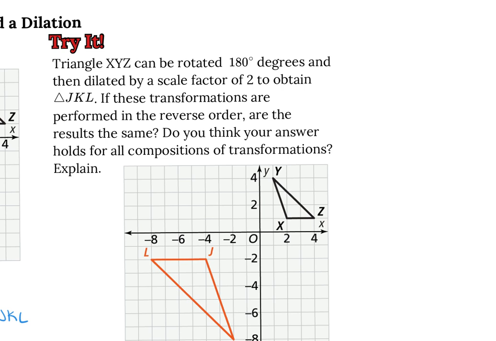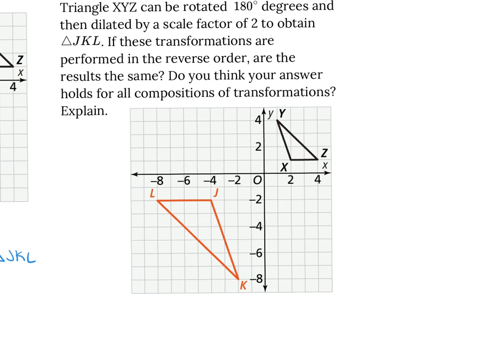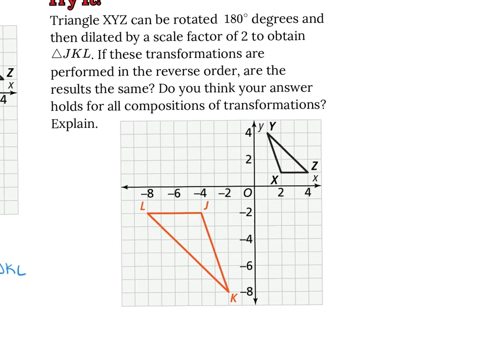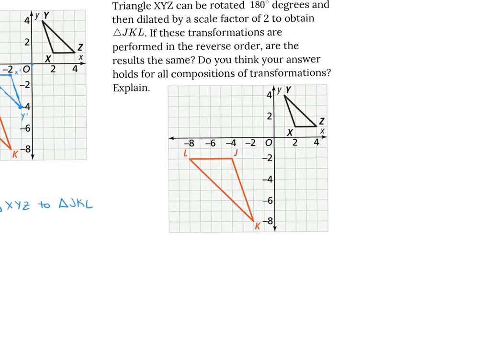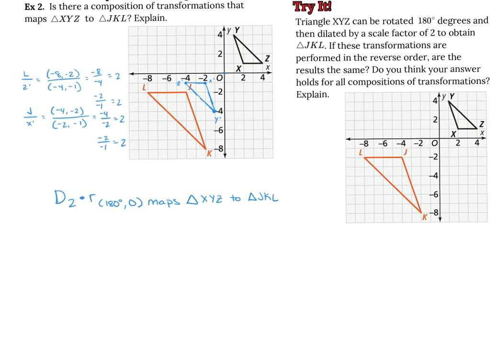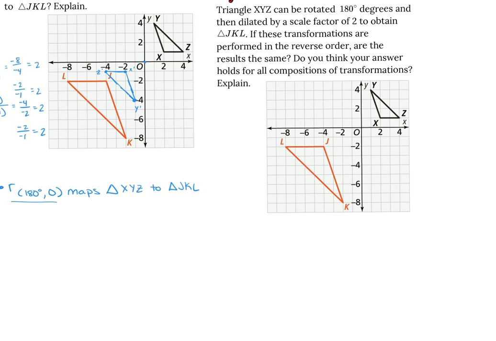If these transformations are performed in the reverse order, are the results the same? Do you think your answer holds true for all compositions of transformations? All right, so this has 2 parts. The first part is asking us if I flipped the order of composition. So instead of having my dilation and then my rotation, I'm going to flip those. So I'd have my rotation of 180 degrees about my origin, and then I would dilate by 2.